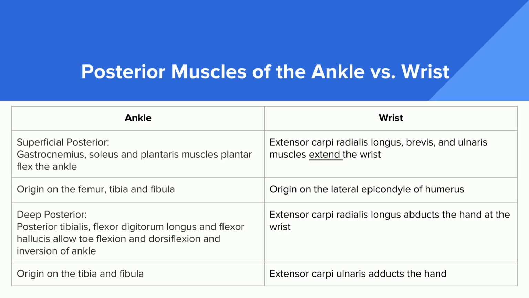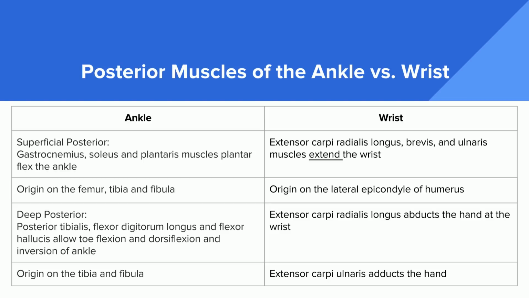The other 3 posterior muscles of the ankle are the posterior tibialis, the flexor digitorum longus, and the flexor hallucis longus, which make up the deep posterior group. The posterior tibialis originates from the posterior of the tibia and fibula and inserts on most of the metatarsals and tarsals. The flexor digitorum longus originates on the posterior of the tibia, similar to the extensor digitorum longus. It separates into 4 tendons that insert on the base of each phalanx apart from the great toe.